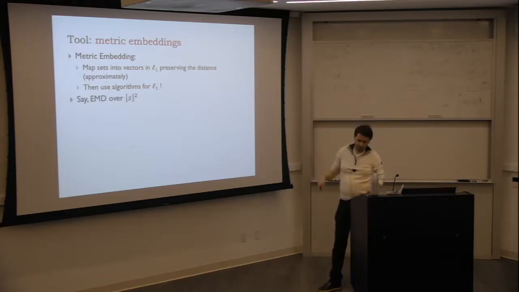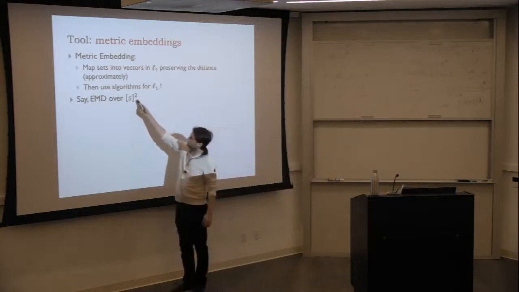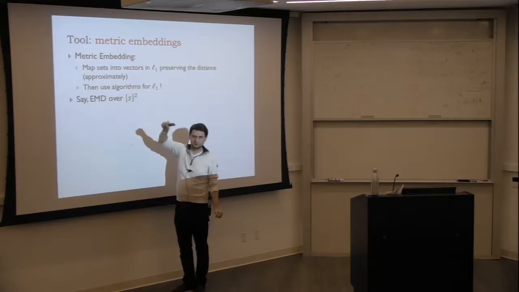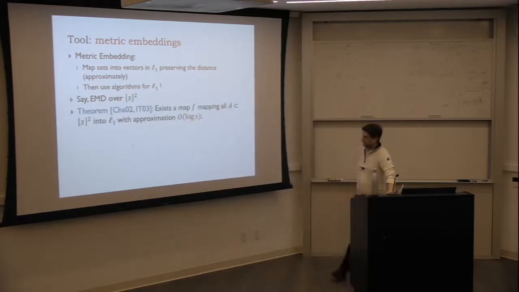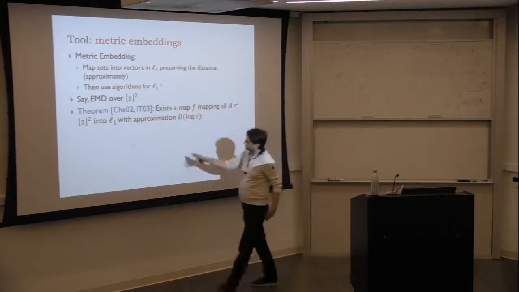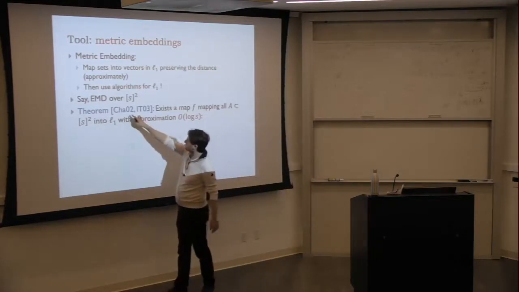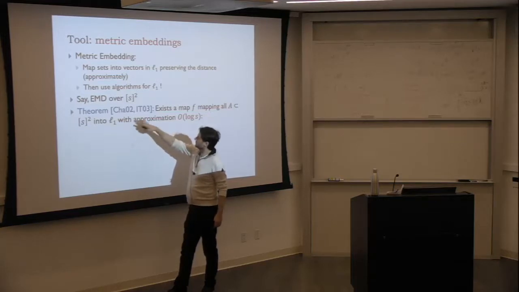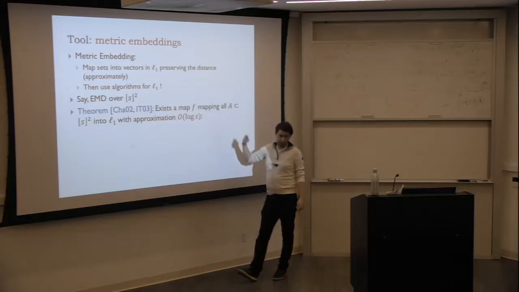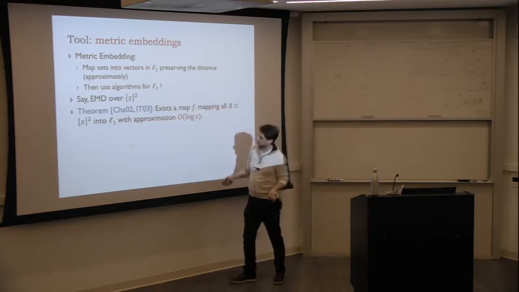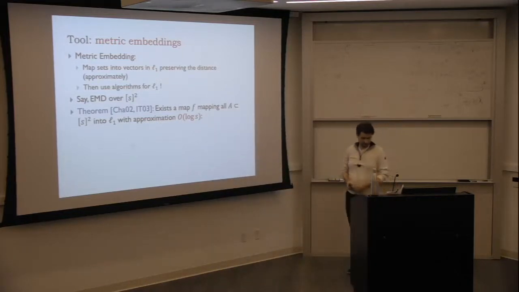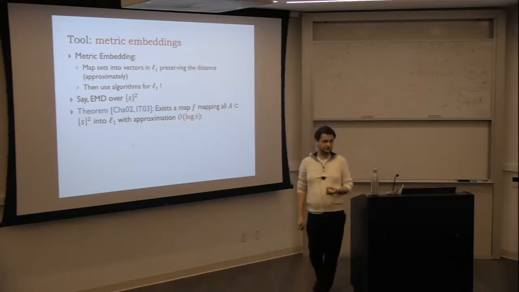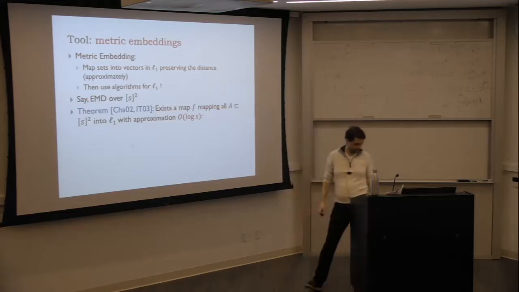Okay, so let's say for Earth Mover distance over a fixed grid, a two-dimensional discrete grid of size S by S. So there is a theorem, basically two results proving very similar things, by Charikar and also Indyk and Thaper, that showed that there exists an embedding that maps Earth Mover distance over grids of size S by S in two-dimensional space into L1 with approximation which is order log S. Maybe it is not the best possible approximation, but it gives some non-trivial result. Once we map into L1, we can do nearest neighbor search there and so forth.